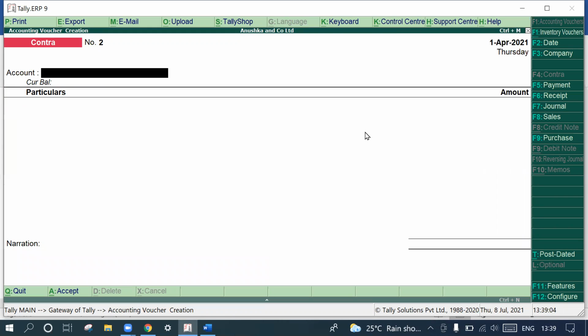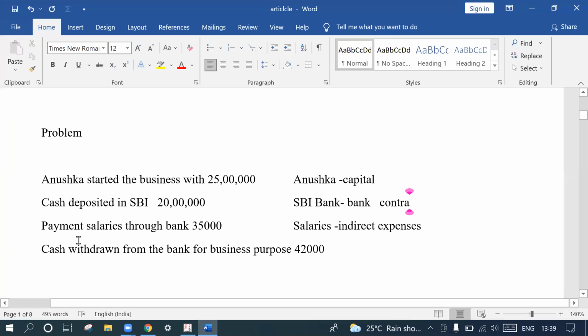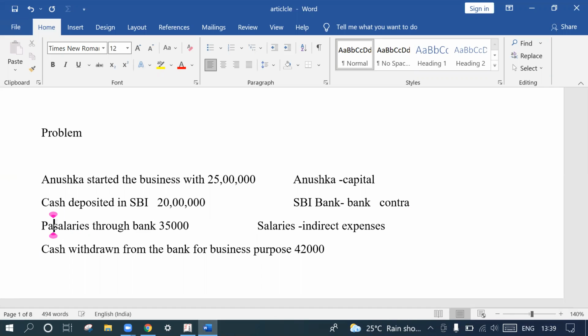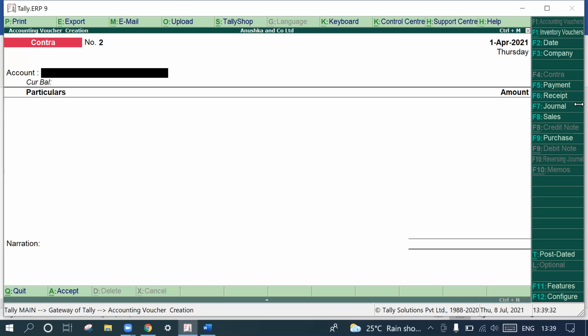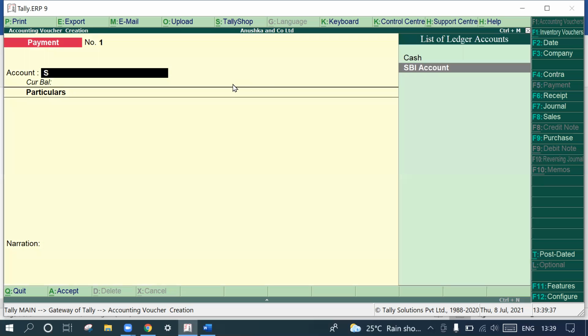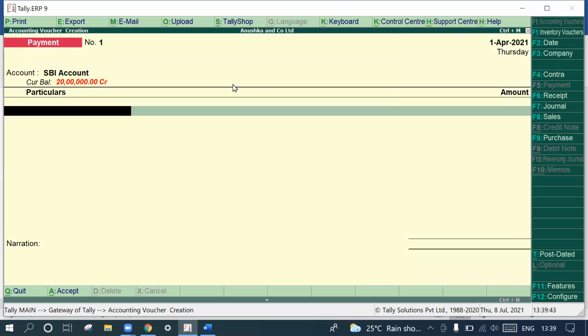Enter. Again, next entry is payment of salaries. Very simple. Paid salaries through bank, 35,000. So here, first payment, that is payment. So through bank, through SBI.